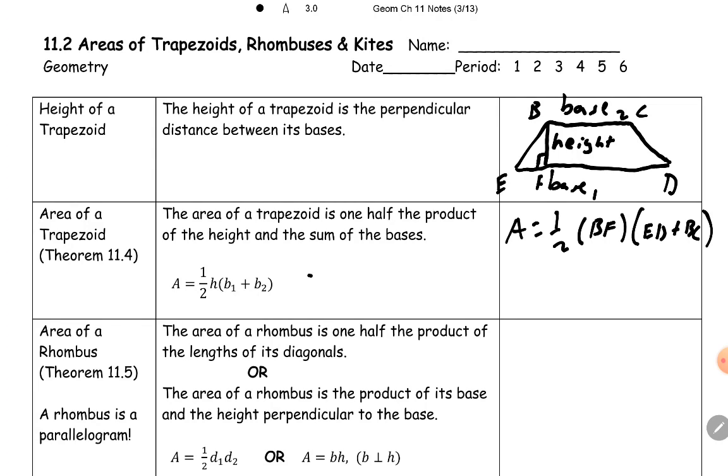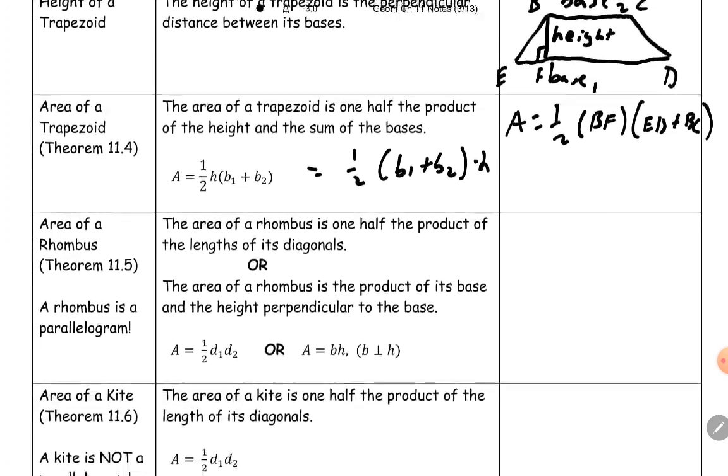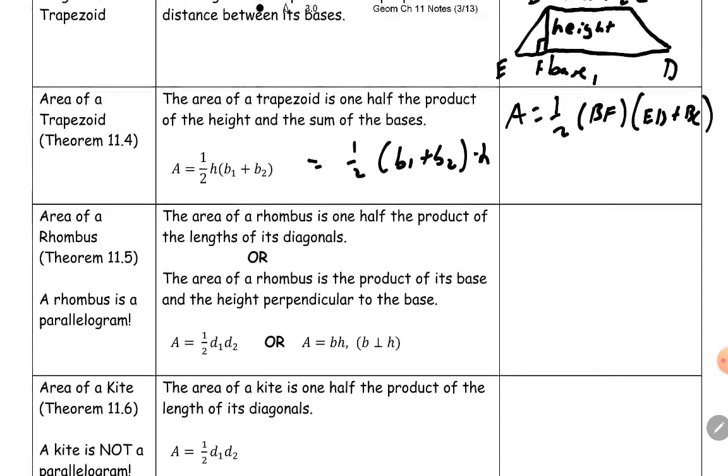So I want to rewrite this equation. I'm just going to rearrange things. This is 1/2 base 1 plus base 2 times height. Same thing, I just put the height on the outside. So either way works, as long as you add the bases up first, then multiply the height, and then take half, or take half and multiply by the height.